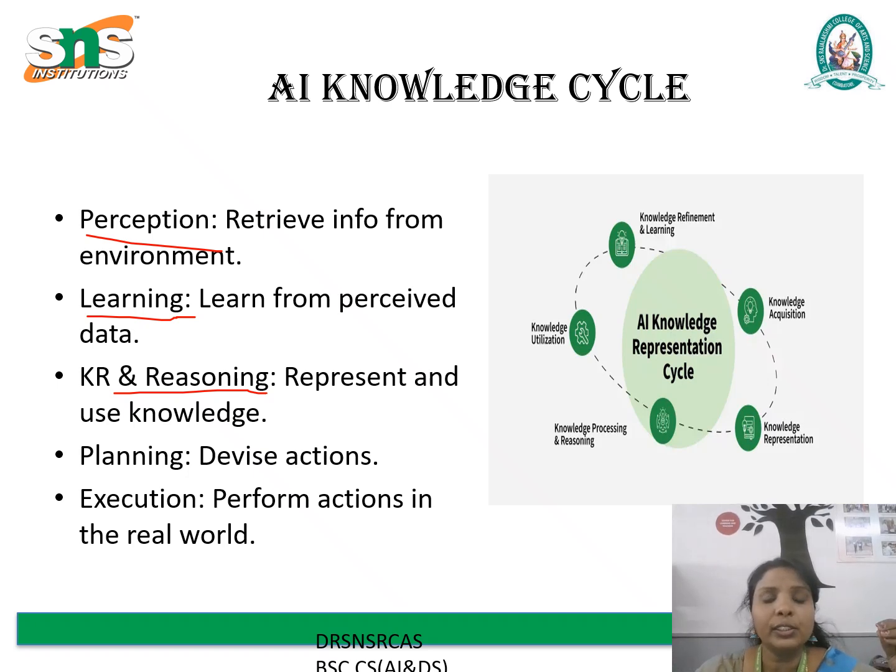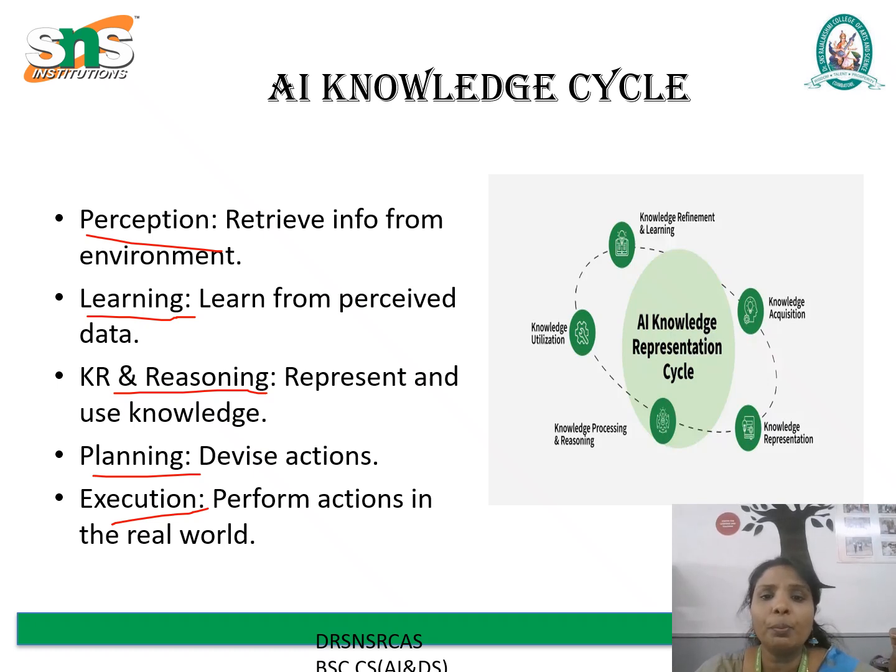Following reasoning, the next phase is planning. Planning is to devise actions. Here the AI devises a sequence of actions to achieve a specific goal. This includes evaluating possible options, predicting outcomes, and selecting the most efficient or effective strategy. Finally, the execution phase. Here it performs actions in the real world, whether moving a robotic arm, displaying results on a screen, or sending a notification. Execution is the final step where AI acts on its intelligence.